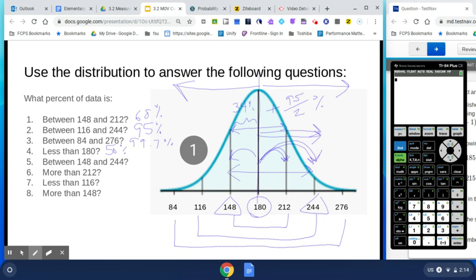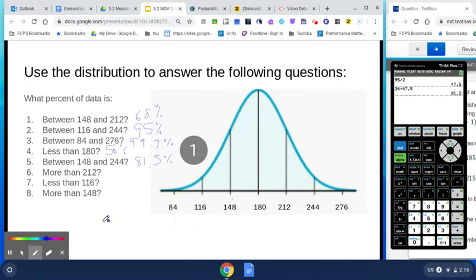Let's see what that is. I took half of 95, which came out to 47.5% of the data, and then I added those 2 percentages together. So 34% plus the 47.5% gives me 81.5% of data should be contained within that range. Let me clean this graph up a little bit so we have a little bit more room.